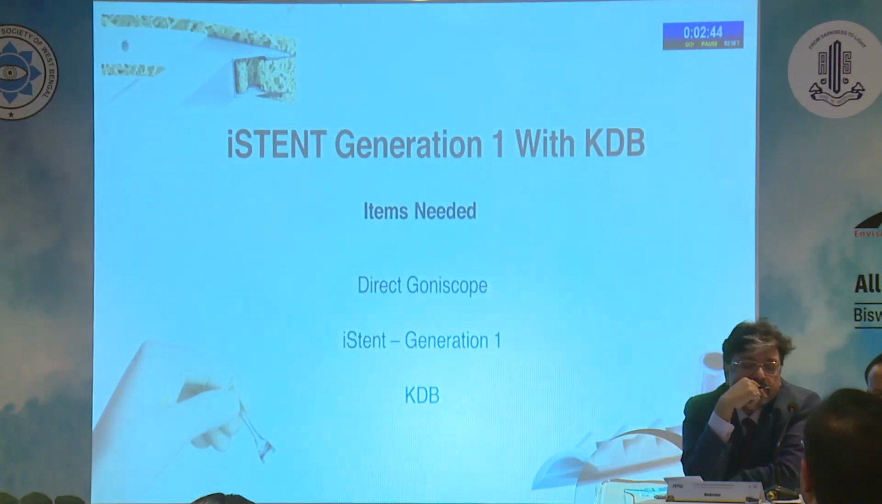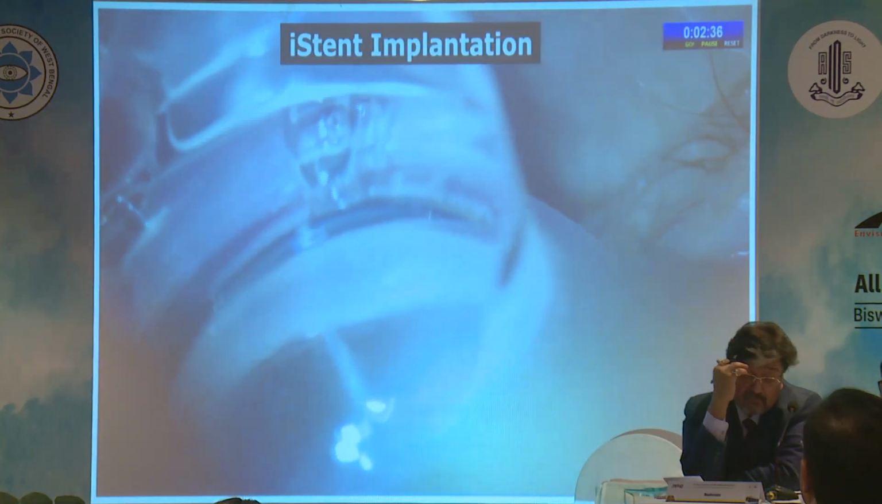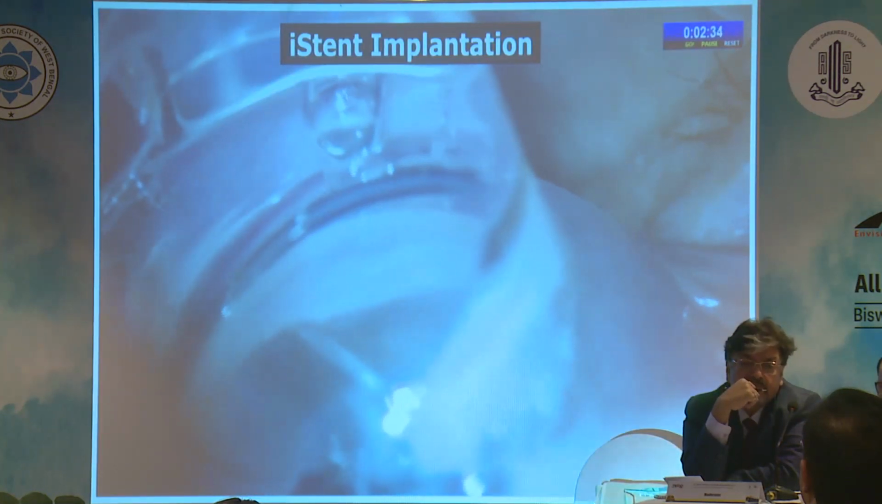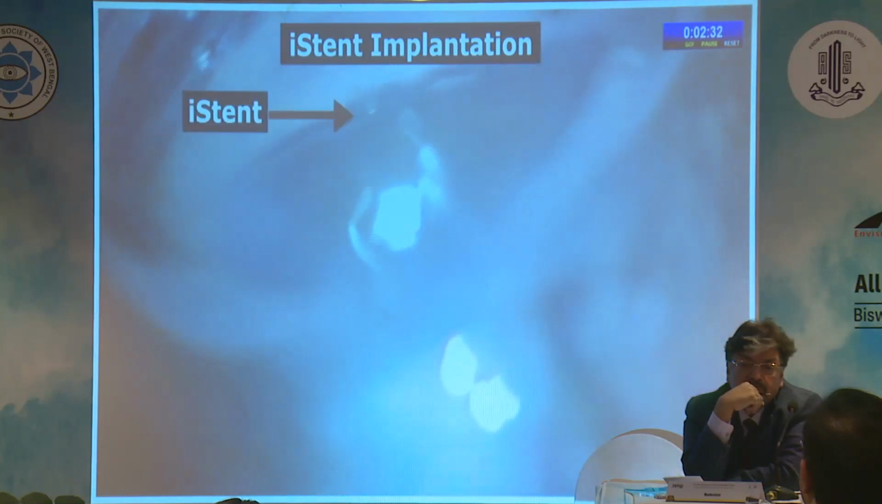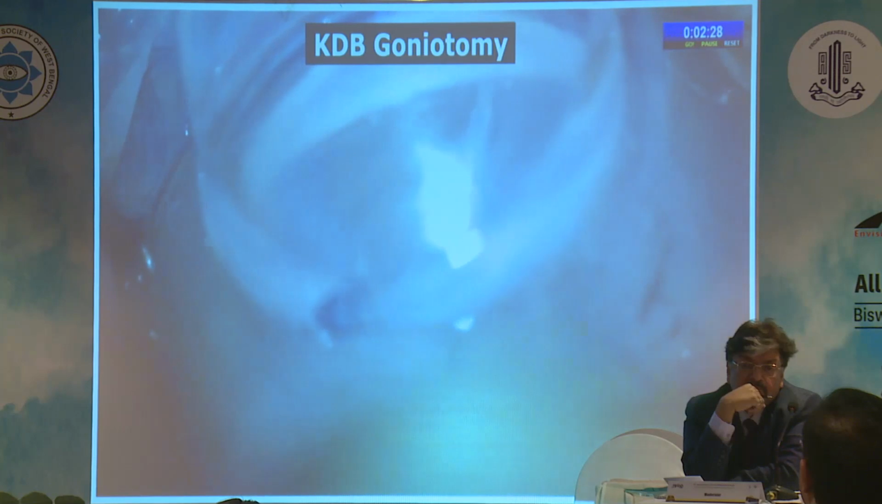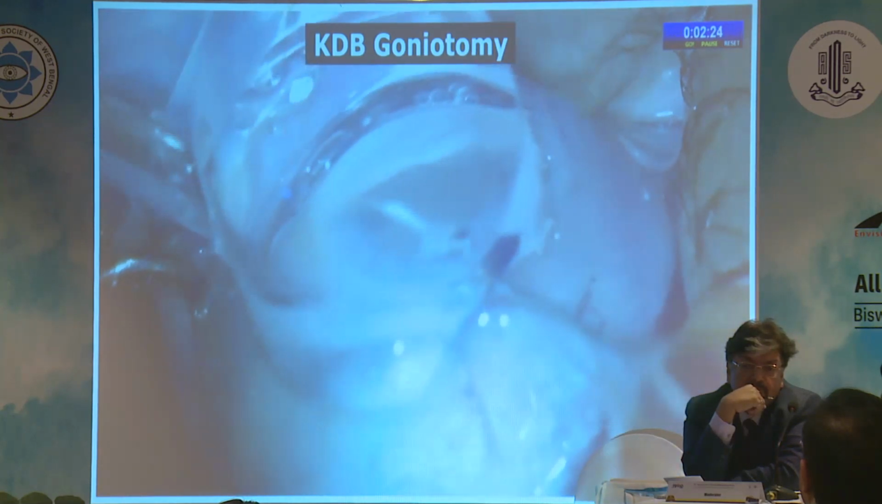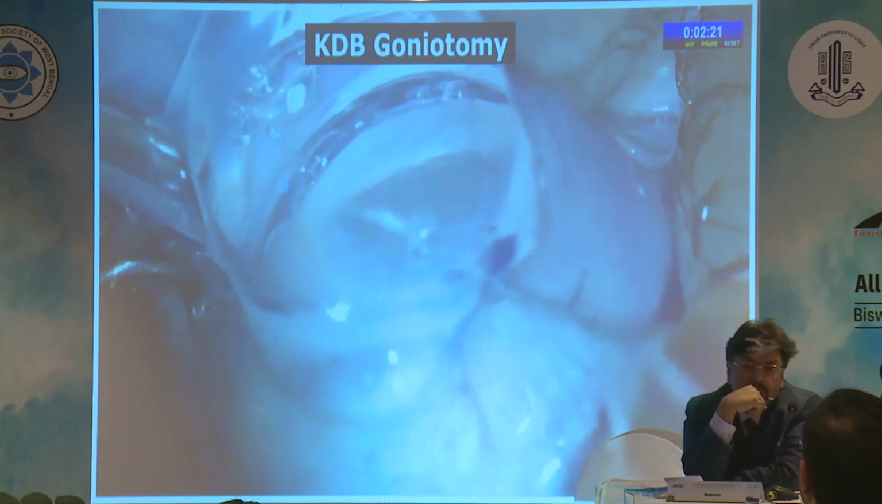iStent Generation 1 with KDB. Items needed: direct gonioscope, iStent Generation 1 and KDB. Here we have a case of G1 iStent implantation, which was successfully implanted into the trabecular meshwork. Following which an additional MIGS procedure was performed, the Kahook dual blade goniotomy on either side of the implantation at least 1 to 2 clock hours apart to increase the outflow via the trabecular meshwork.